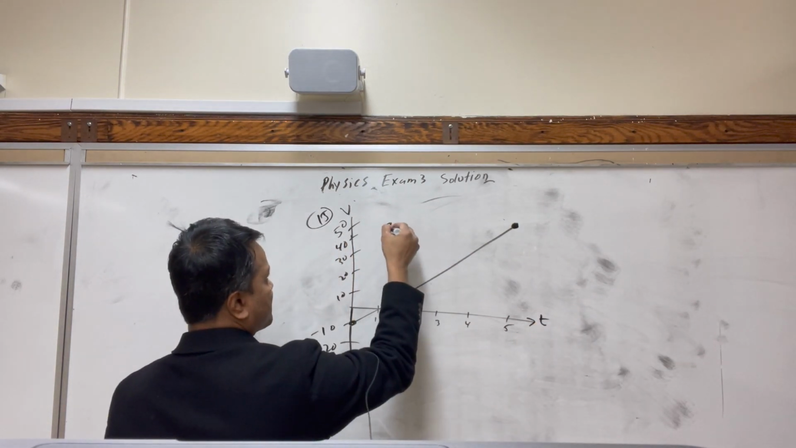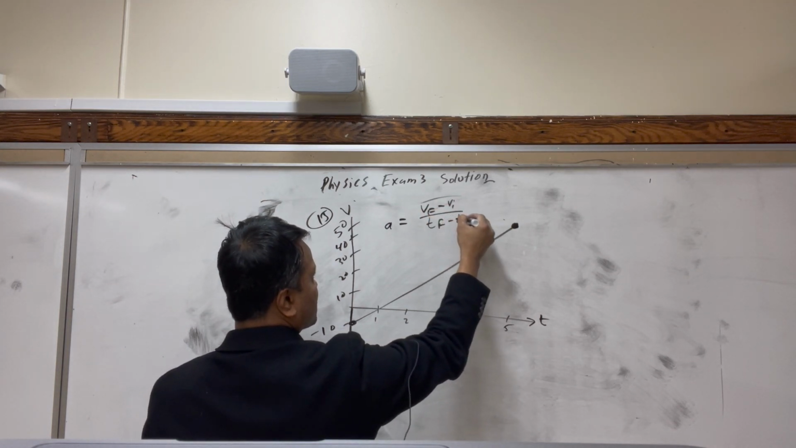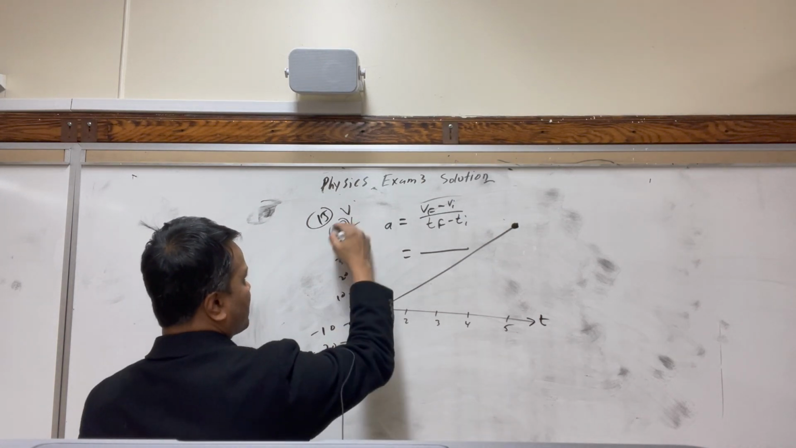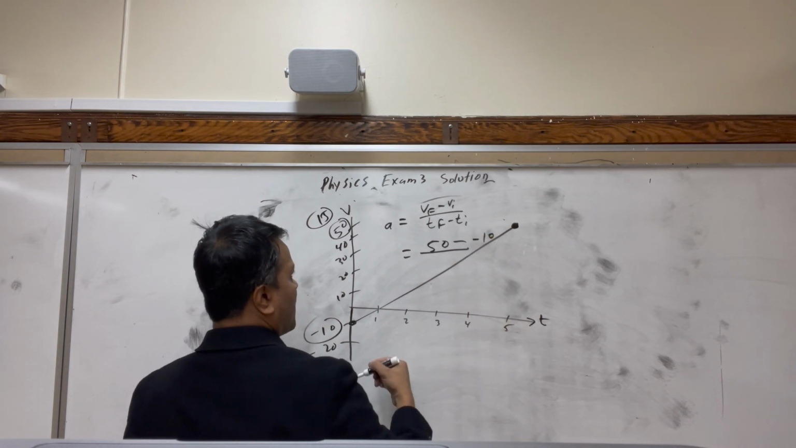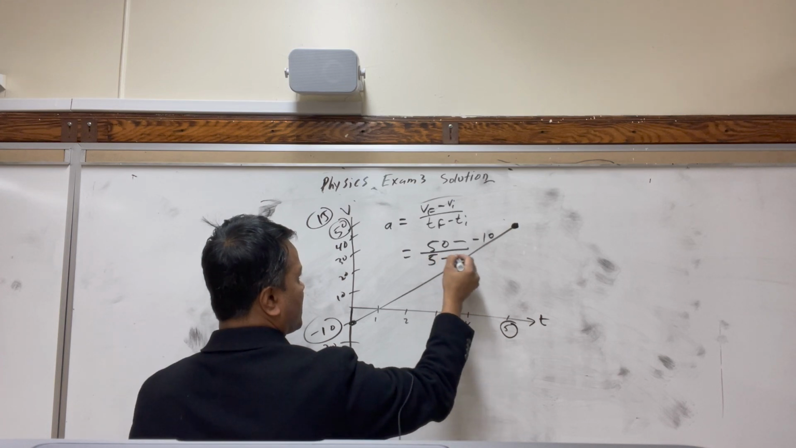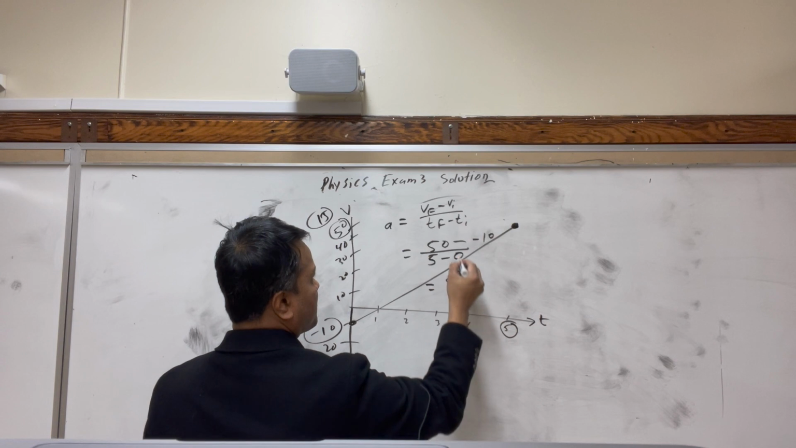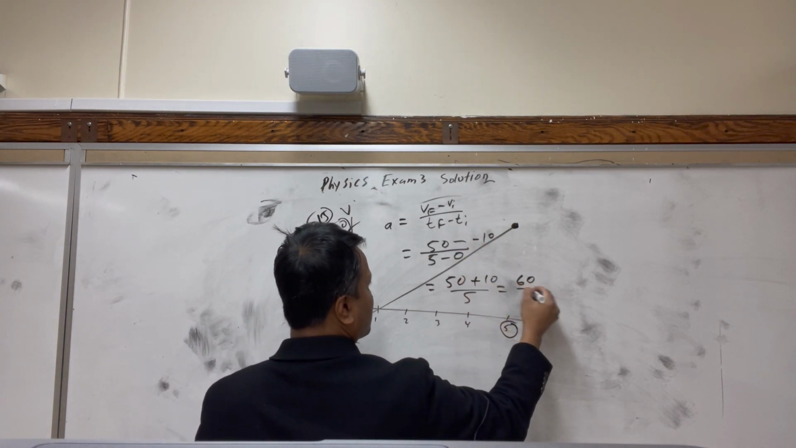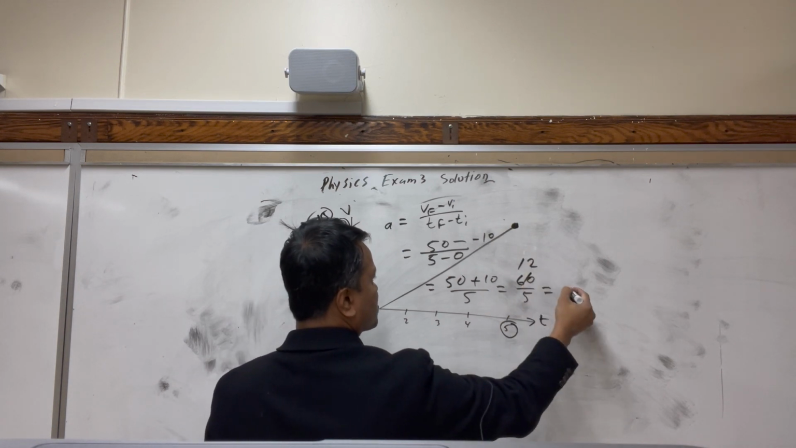Now we want to find the acceleration. So acceleration is Vf minus Vi over Tf minus Ti. Vf is of course 50. Vi is negative 10. And Tf is 5 and Ti is 0. So now this is 50 minus negative 10, which is plus 10, over 5. So 60 over 5. 5 goes into 6 once, 10, so 12.